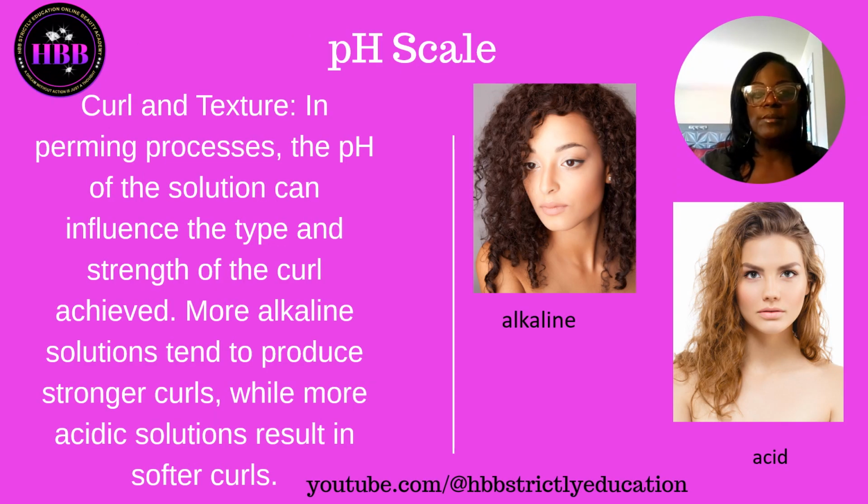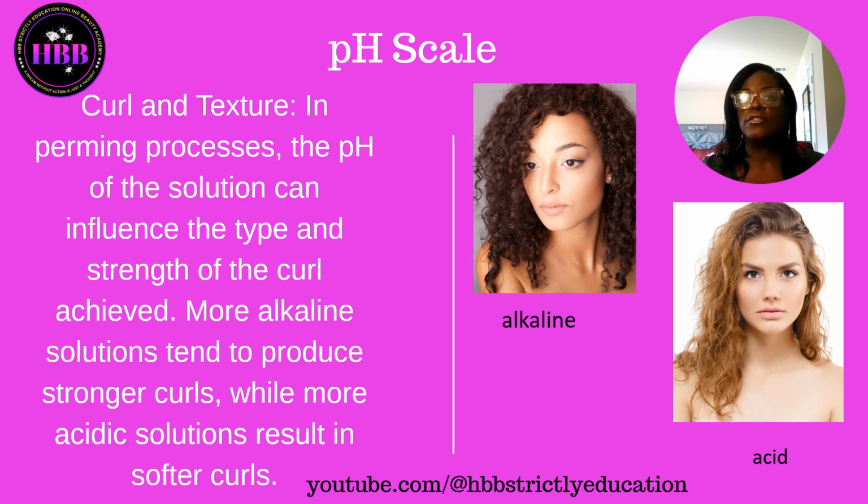Curl and texture. In perming processes, the pH of the solution can influence the type and strength of the curl achieved. More alkaline solutions tend to produce a stronger curl, while more acidic solutions result in softer curls. So if we look at the picture here, we'll see in the first picture that the girl has a tighter curl, and this was done with alkaline. And then we see that in the second picture, the girl has a softer, slightly wavy effect, okay? And that was done with acid.